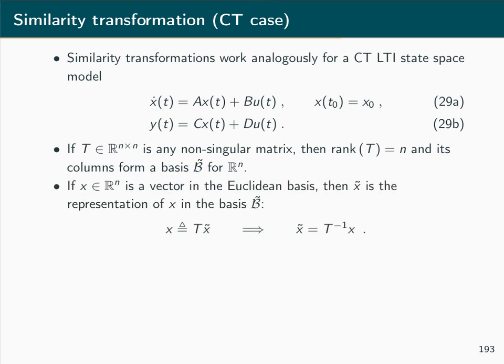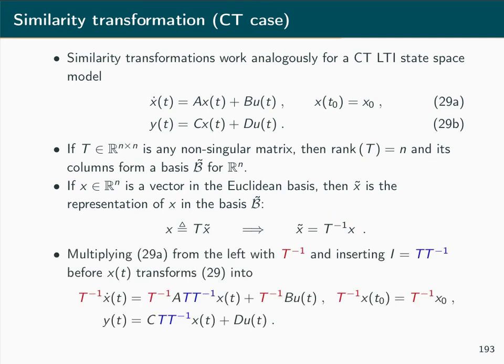Hence, if x is a state vector in the original Euclidean basis, then x tilde can be interpreted as a representation of x in the basis B tilde. So x is defined as T times x tilde, and hence we can also write x tilde as T inverse times x. Then we do the same tricks as before, namely multiplying the state equation from the left with T inverse and also the initial condition, and inserting T times T inverse in two places of the state and the output equation.